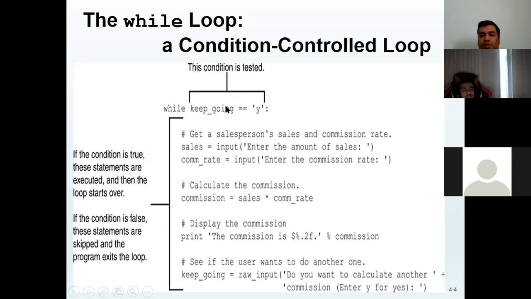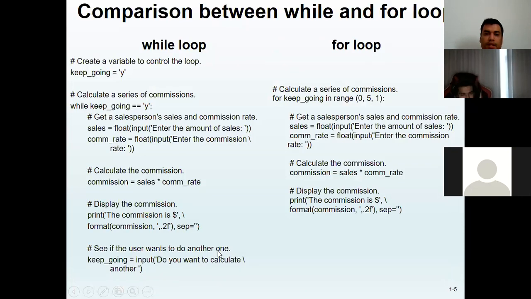If the condition is true, if the user gives Y, then I will execute these lines. If the user says something else, not Y, then I will not execute this. Get a salesperson's sales commission rate, then calculate the commission, display the commission, and see if the user wants to do another one or not. All right, let's see how it works. So we are going to the next slide.